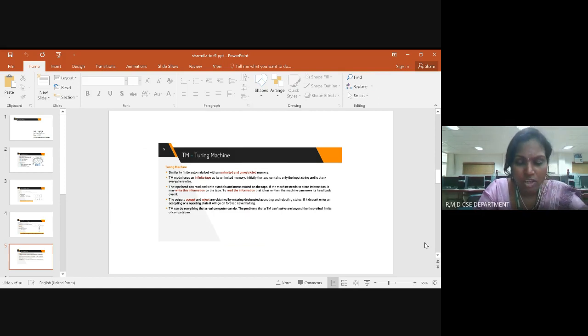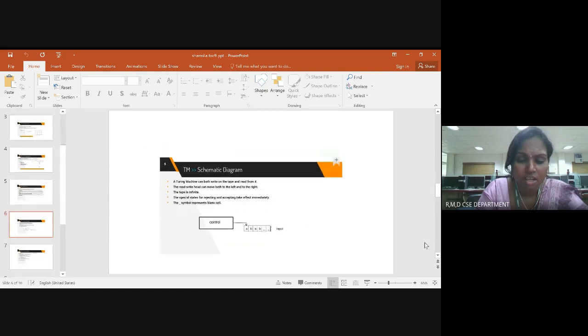A Turing machine can do everything that a real computer can do. Whatever the real computer does, the Turing machine also does the same computation, within the same limits. The Turing machine has a read and write tape as infinite memory, the specific states of rejection and accepting, and a symbol representation, the blank symbol. The blank symbol is represented as tau or B for blank. So the Turing machine can both write on the tape as well as read from it.